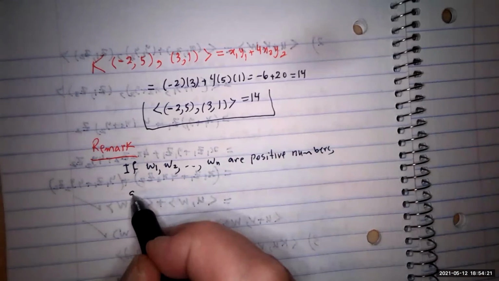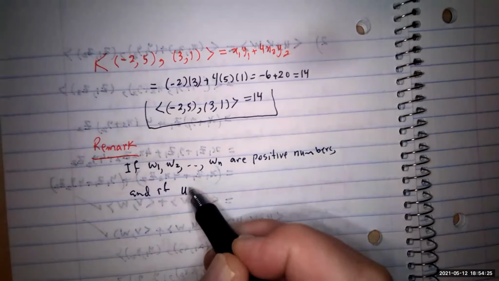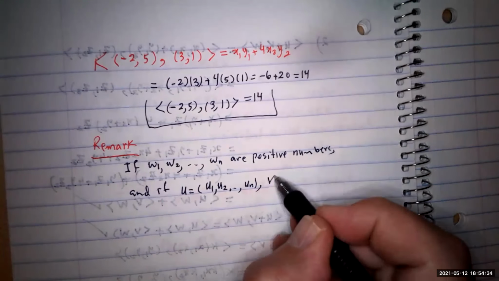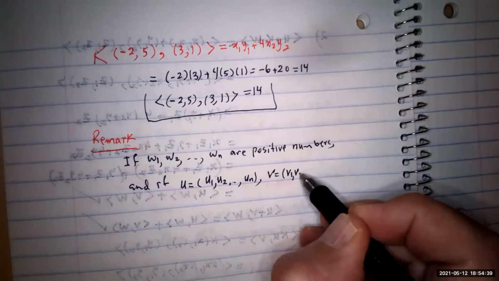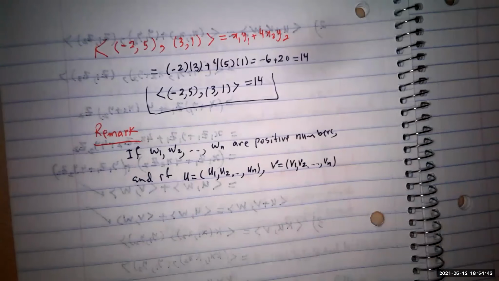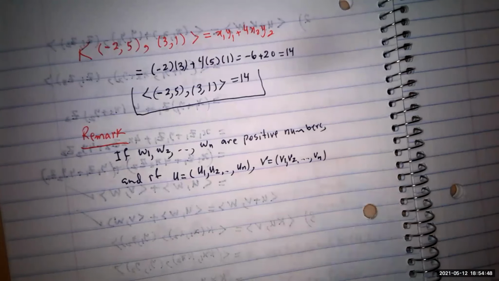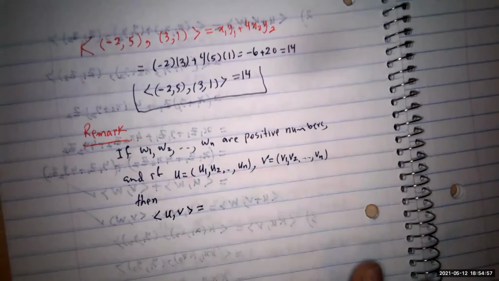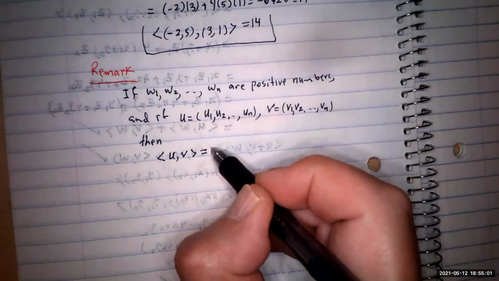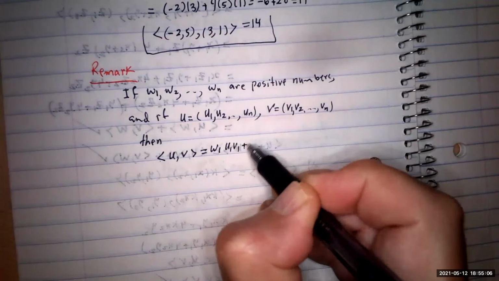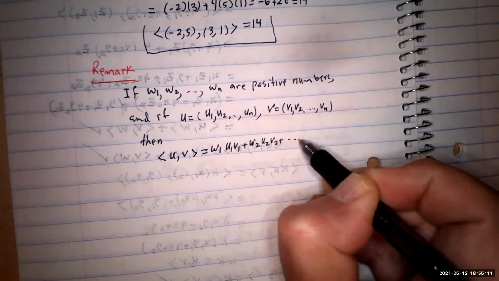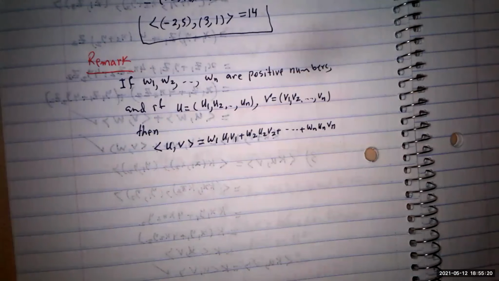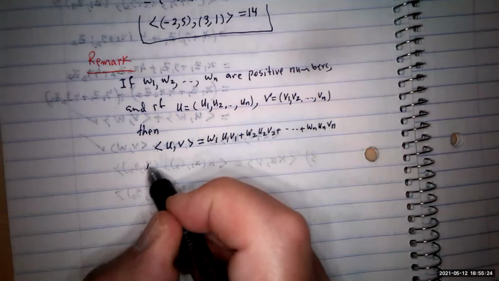and if we have u equal to (u1, u2, up to un), and v equal to (v1, v2, up to vn), two vectors, then u dot v, the product, if you define this inner product to be the number W1 times u1 v1 plus W2 times u2 v2 up to Wn times un vn, the thing that we did on the top can be done. This is going to be an inner product.